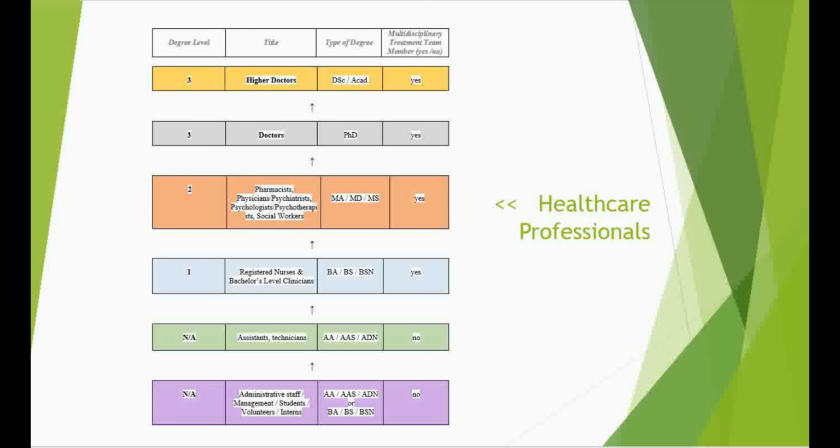Now, this is applied to healthcare facilities, especially within an inpatient psychiatry unit, to follow the conversation we had previously. So let's start from the bottom of this table here. On the bottom, we find administrative staff, management, students, volunteers, or interns. Now, the reason why there is an NA, not applicable, for degree level and no for multidisciplinary treatment team member, okay, so if you see on top, there are four main categories: degree level, title, type of degree, and whether the person is a member or not.